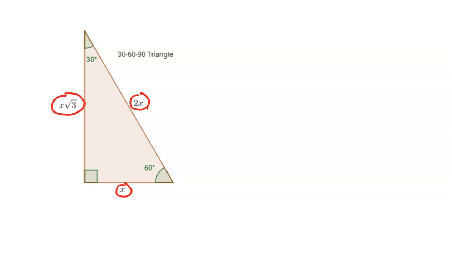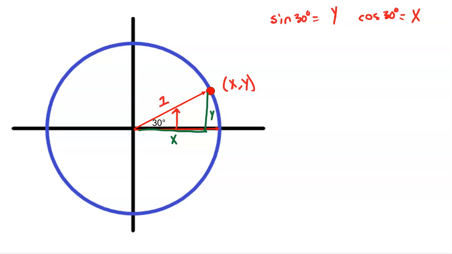Because I'm on the unit circle with a radius of 1, I know that the hypotenuse is 1. That means 2x equals 1, which means x equals 1/2. So the side across from the 30 degrees is 1/2. The longer side is x times radical 3, which is 1/2 times radical 3, or radical 3 over 2. So if I go back to this triangle, the side across from the 30 degrees is 1/2, and the side adjacent to the 30 degrees, the longer leg, is radical 3 over 2.